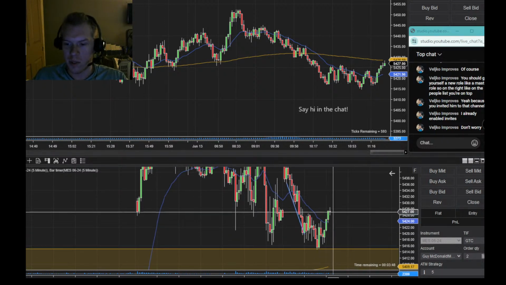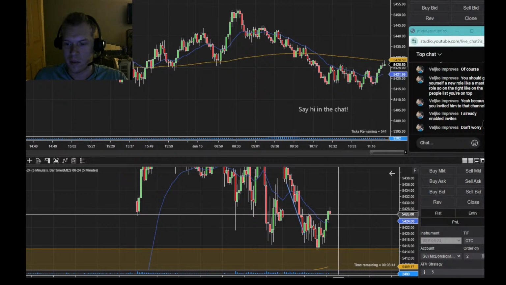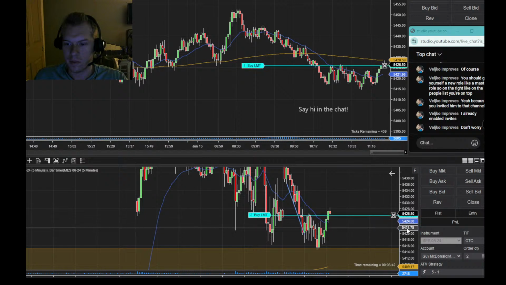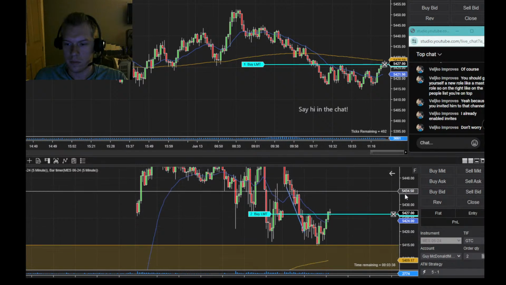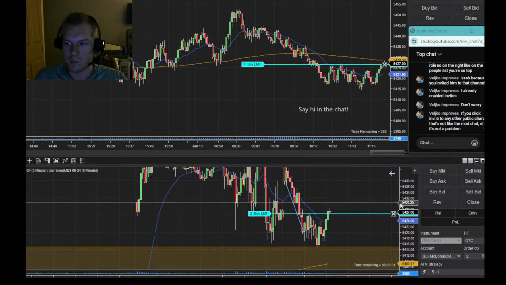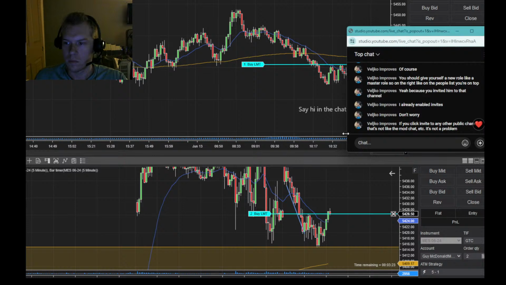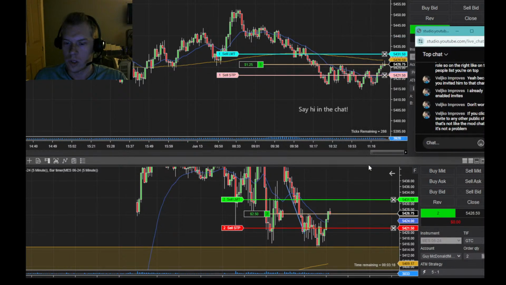After three good bull bars here, I'm expecting to get a little bit more up. Order submitted. See if we even get filled. Order filled. Order submitted.